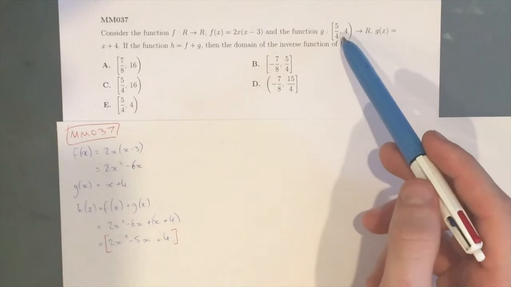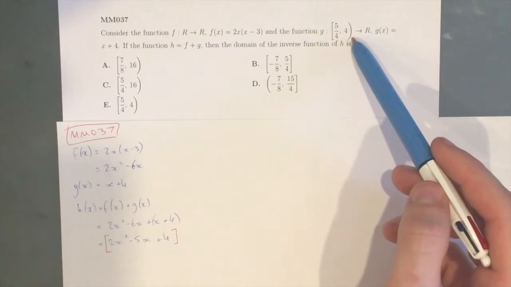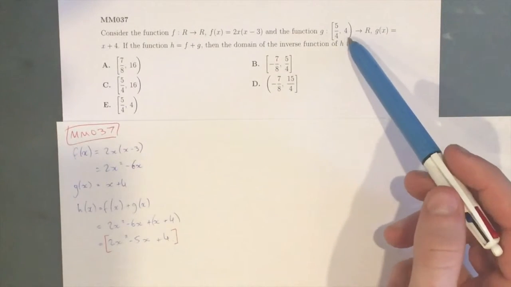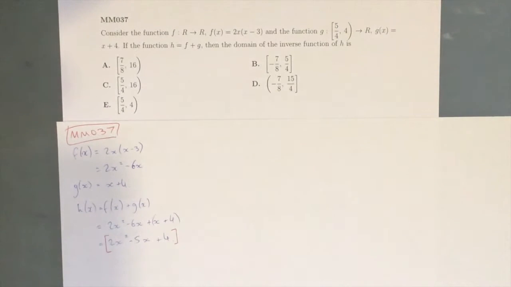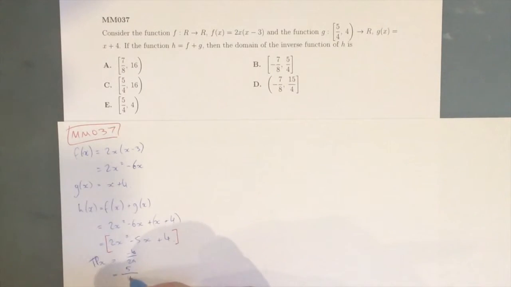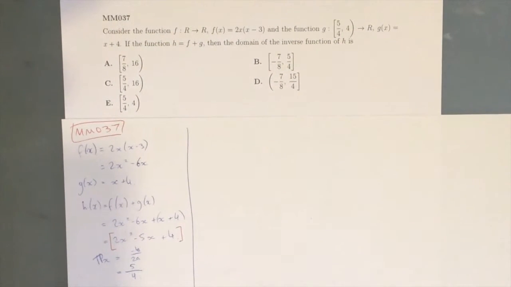So I would look at this domain in your calculator in the sketched graph, and from there you can see that the turning point of this graph occurs at x equals 5/4. If you want to do this by hand, the turning point is at x equals negative b over 2a, where negative b equals 5, over 2 times 2, which is 4, the same x value as up here. So we know that the turning point is at 5/4, and we simply need to work out the domain of the inverse function of h now.